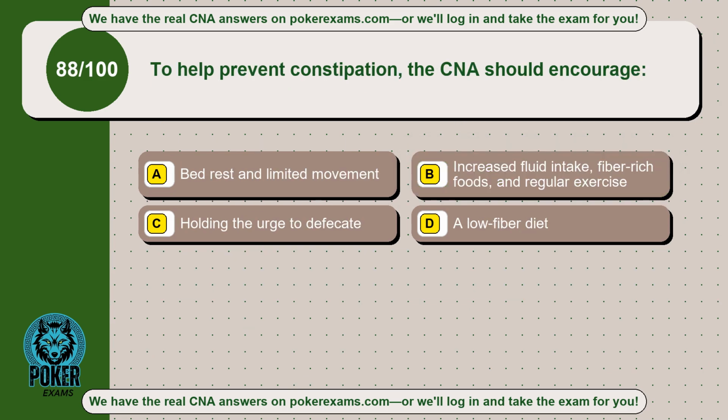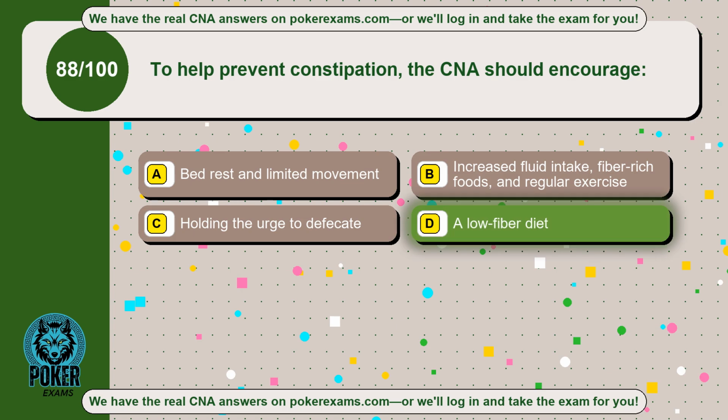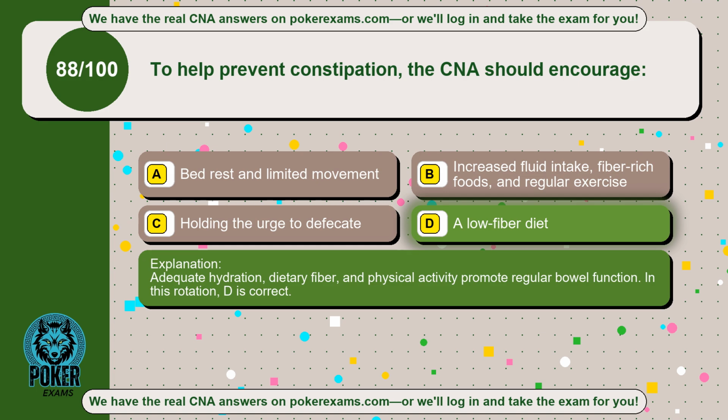Question 88. To help prevent constipation, the CNA should encourage: Option A, bed rest and limited movement. Option B, increased fluid intake, fiber-rich foods, and regular exercise. Option C, holding the urge to defecate. Option D, a low-fiber diet. The correct answer is option D, a low-fiber diet. Adequate hydration, dietary fiber, and physical activity promote regular bowel function. In this rotation, D is correct.